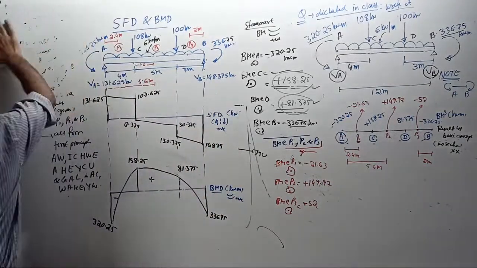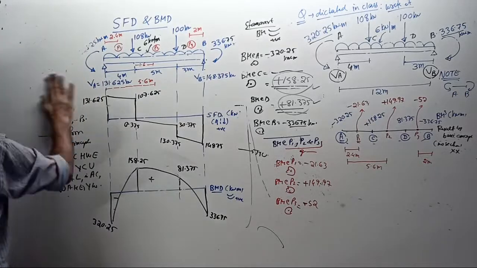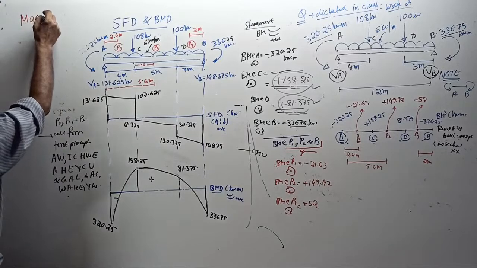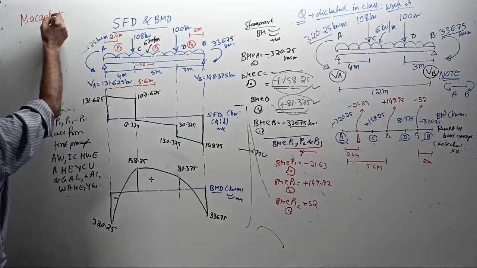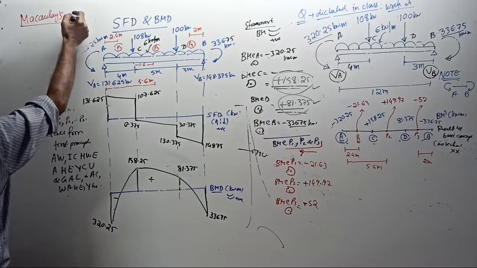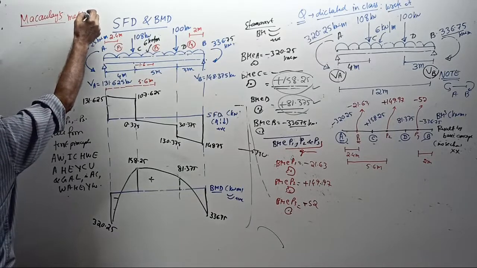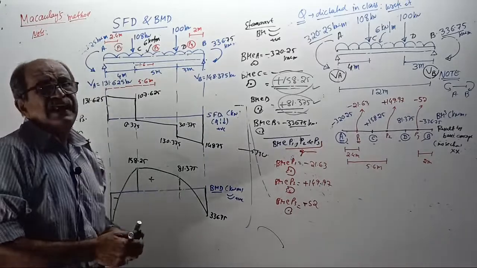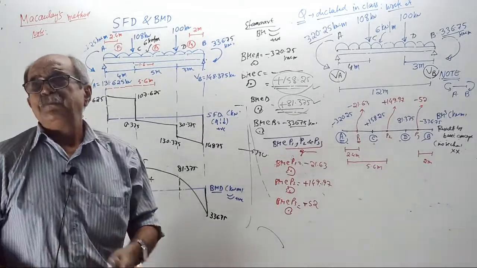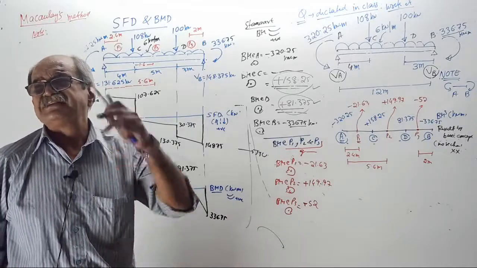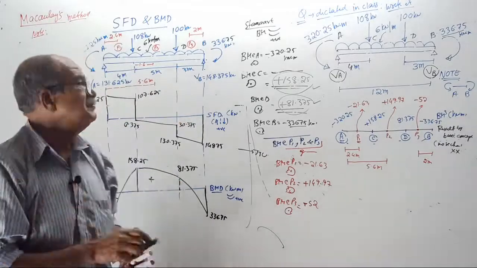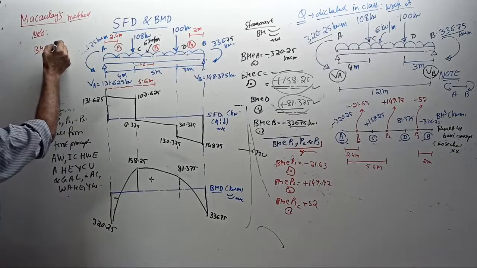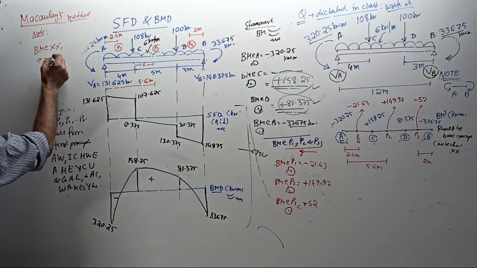See, now come to Macaulay's method. Okay, red color I am using. Red. Macaulay will be, why red color? Just like that. Now start Macaulay's method. Note, thorough understanding of Macaulay's method. The first step is thoroughly understanding expression for BM. That is MX. Bending moment at section XX at X from origin.